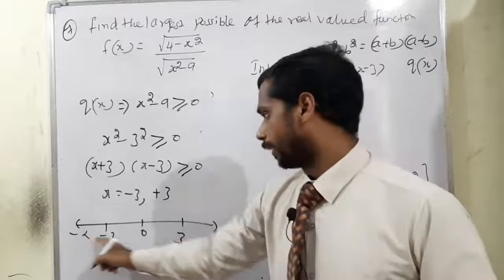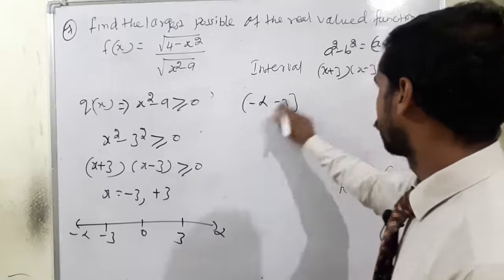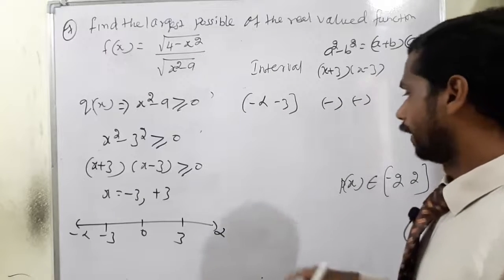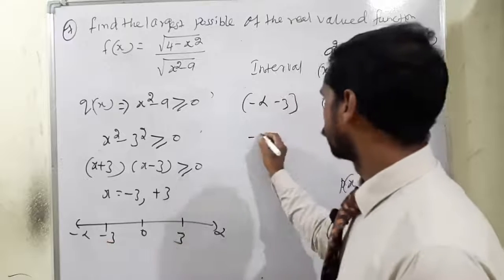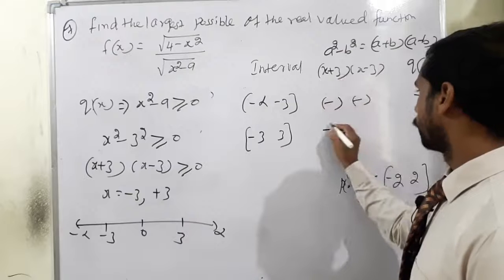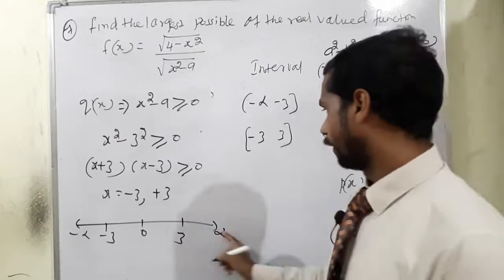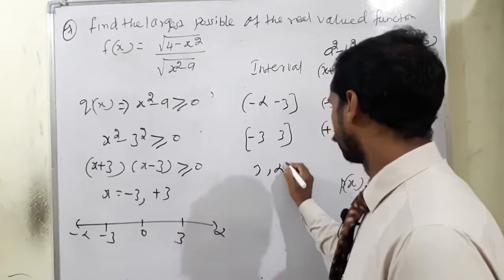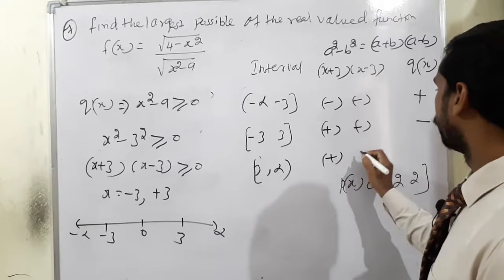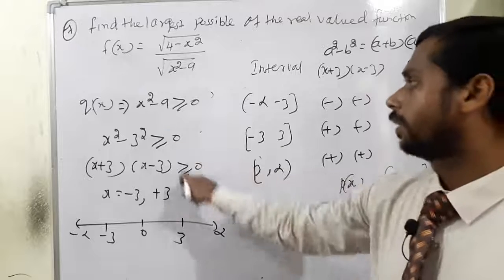First interval, minus infinity to minus 3. In between, minus 4: minus sign, again minus, minus into minus is plus. Next category, minus 3 to positive 3. Center 0: 0 plus 3 is plus, 0 minus 3 is minus, plus into minus is minus. Last condition, 3 to infinity. So 4 means 4 plus 3 is plus, 4 minus 3 is plus, again plus into plus. First and last, because greater than or equal to 0.